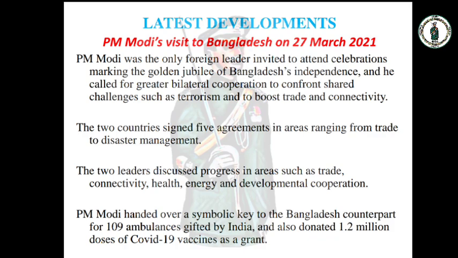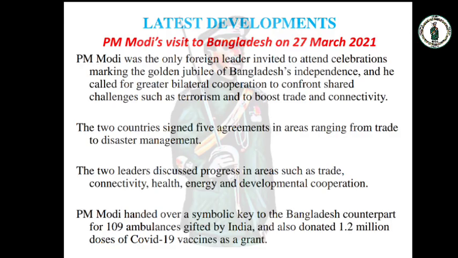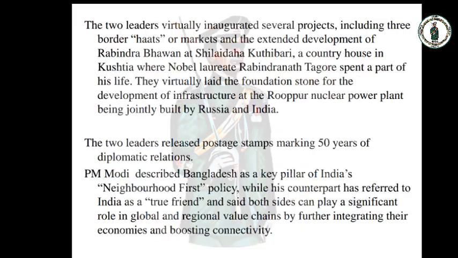And then PM Modi handed over a symbolic key to Bangladeshi counterpart for 119 ambulances gifted by India, and also donated 1.2 million doses of COVID vaccines. And thereafter, two leaders virtually inaugurated several projects, including the border haats or the markets. Then they released postage stamps marking the 50 years of diplomatic relations. And PM Modi described Bangladesh as a key pillar of India's neighborhood first policy. And while his counterpart has referred to India as a true friend, and they mentioned that both sides can play a significant role in global and regional value chains by further integrating their economies and boosting connectivity.